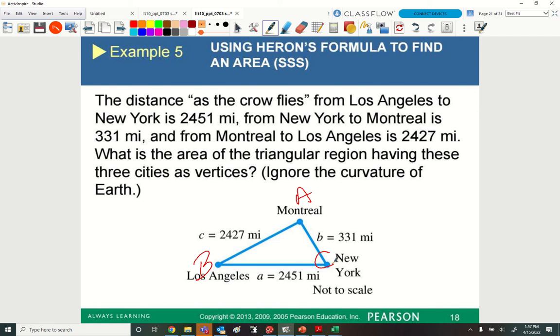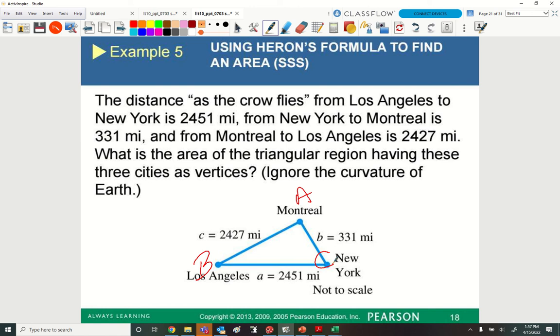Now, we have all three sides. I just need to find an angle. Did we just learn a method to find an angle if I have all three sides? Yes, so we're going to use that instead of having this long process of everything else.